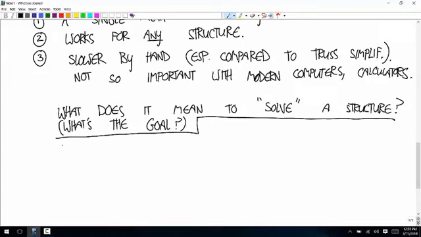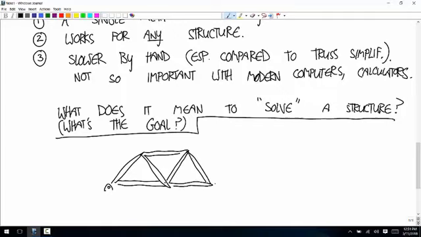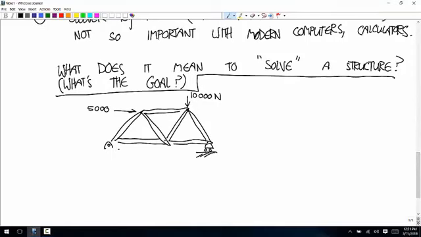Okay, so let me just draw this. Let's say we have a collection of members like this, and a roller over here. And there's a force of 10,000 newtons there, 5,000 newtons there. So there's a structure, what does it mean to solve it? It's solved when you know the external loads on each individual member.